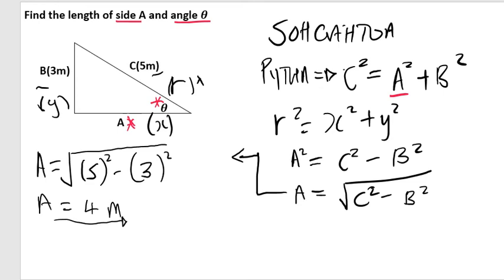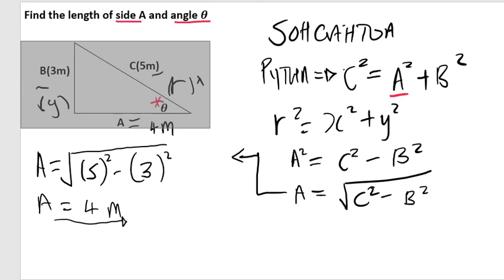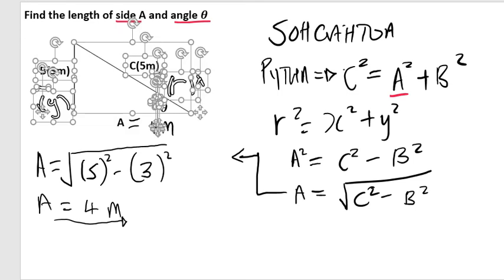Okay, now the next thing that we must do is to find our angle theta. Let me just erase this and write a. Our a here is 4 meters. Now we are required to find the angle theta. As you can see, you just check what's opposite to your angle theta.